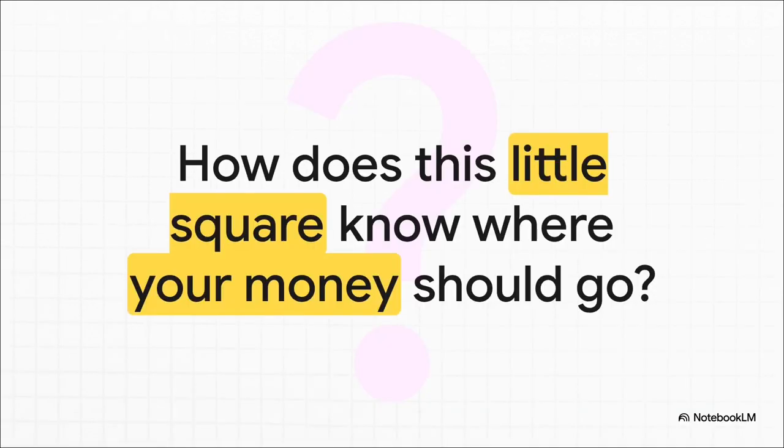I mean, really think about it. You point your phone at this jumble of pixels, and somehow it knows the exact website to go to or the Wi-Fi password or, yeah, the specific bank account to send your money to. How on earth is that possible?